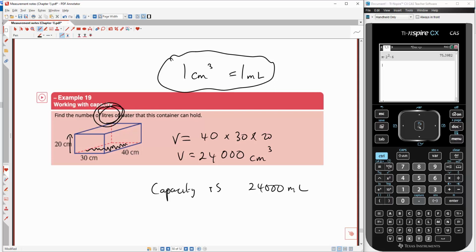So we'll convert from milliliters to liters by dividing by 1,000. Remember, to convert liters to milliliters we times by 1,000, and converting back from milliliters to liters, we divide by 1,000. So we're going to do 24,000 divided by 1,000, which is equal to 24 litres. Again, feel free to do this conversion and all these multiplications on the calculator.